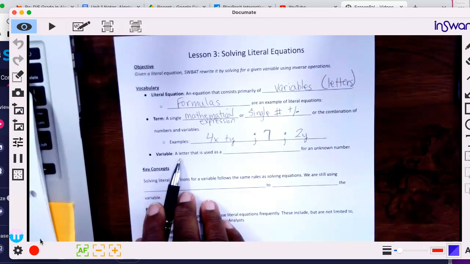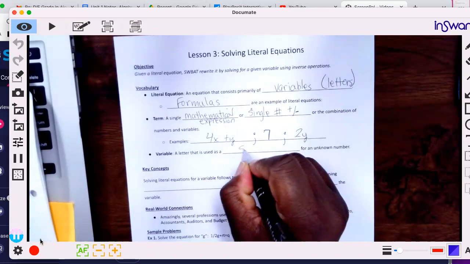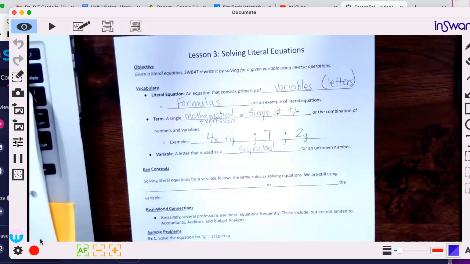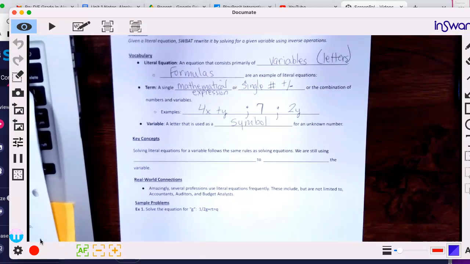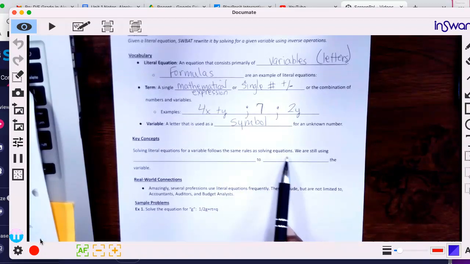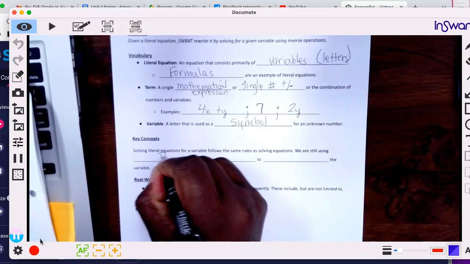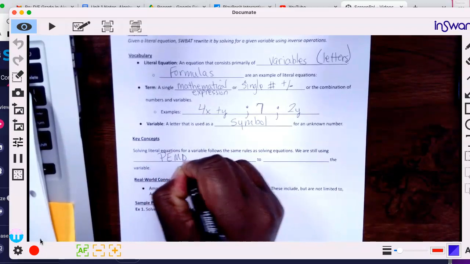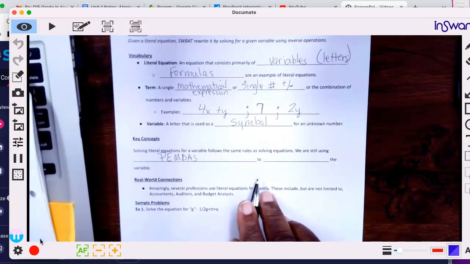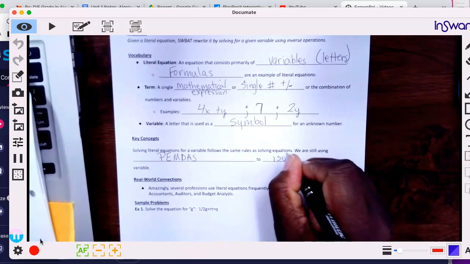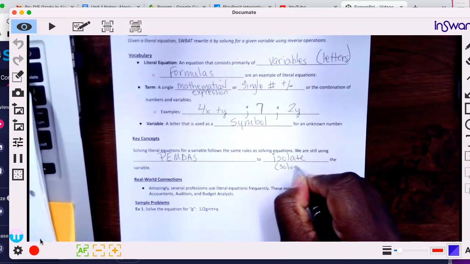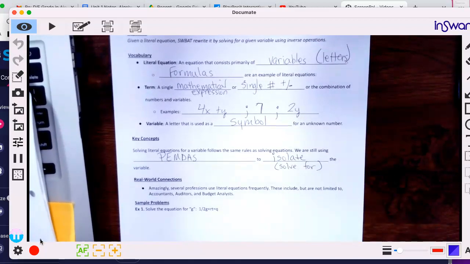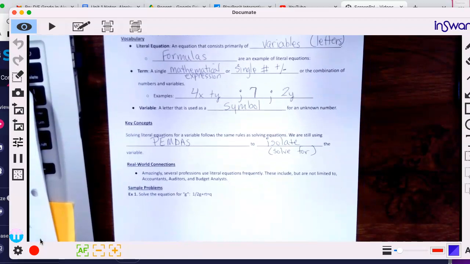A variable is a letter that is used as a symbol for an unknown number. Key concepts: solving literal equations for a variable follows the same rules as solving equations. We are still using PEMDAS. Remember, parentheses, exponents, multiplication, division, adding or subtraction. We're going to isolate, which is the same thing as solve for the variable.